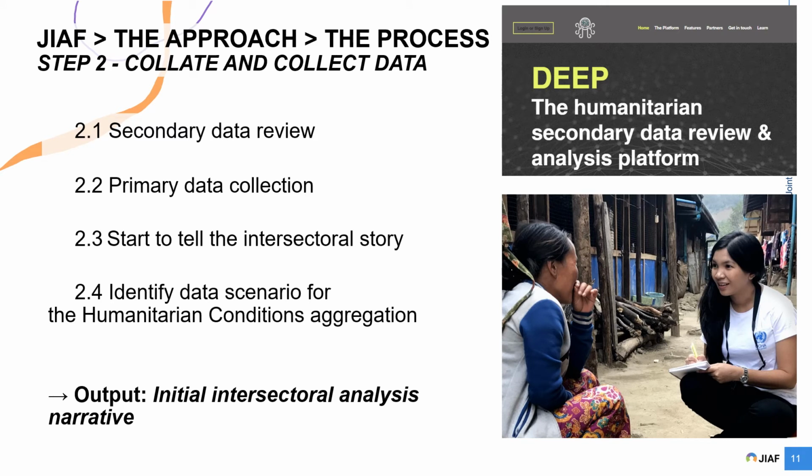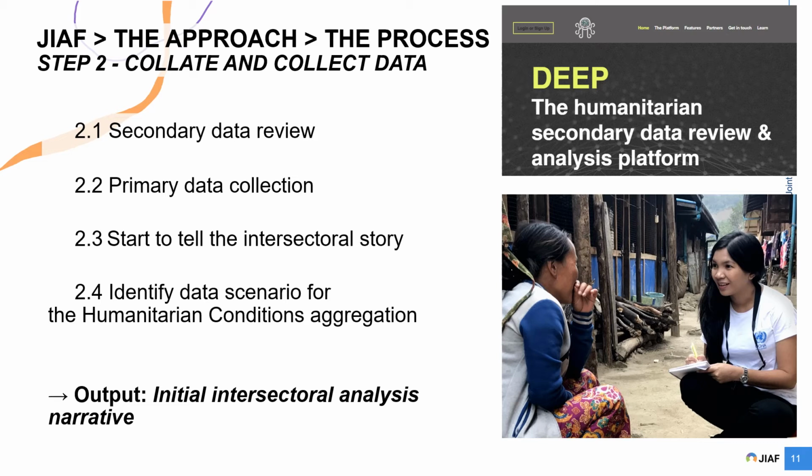Step 2 of a JIAF is to collate and collect the data. Existing data can be organized through a secondary data review, and this could be done using the DEEP. The DEEP is a humanitarian secondary data review and analysis platform. You can discover it and start using it at the address thedeep.io. Alternatively, you can of course proceed with an Excel matrix. The secondary data review exercise should highlight information gaps.